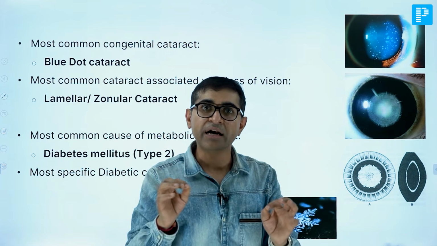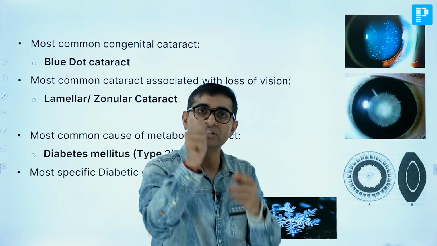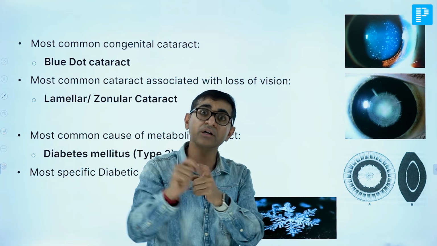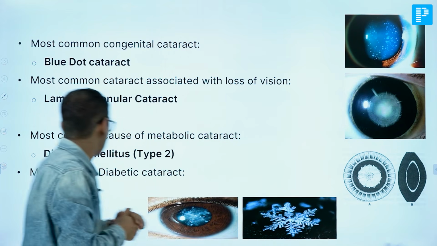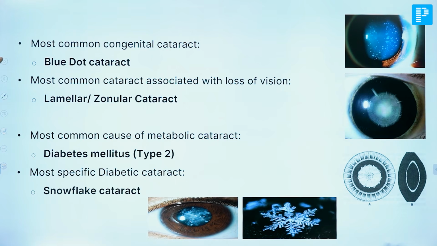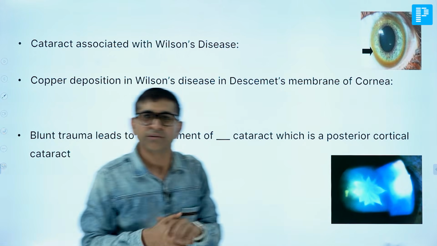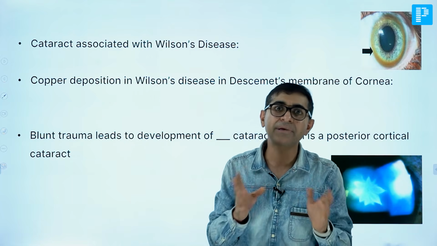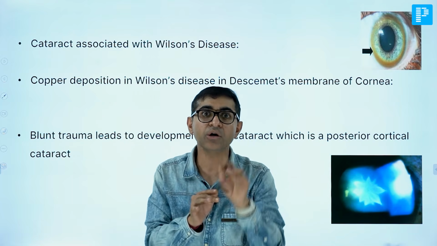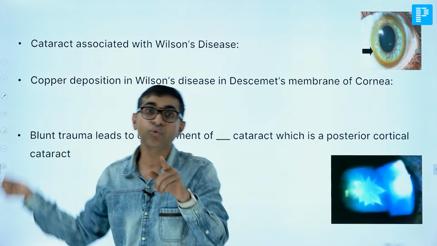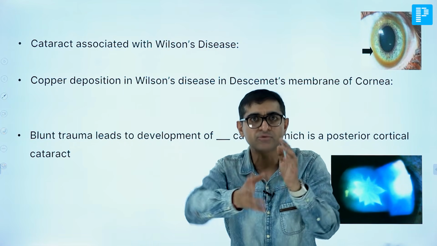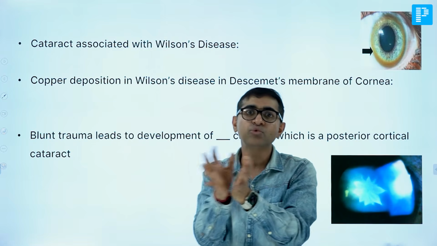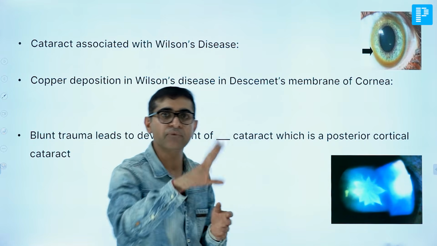Now this snowflake cataract is the most specific cataract seen in diabetes. Rather, the most specific cataract seen in type 1 diabetes mellitus. Okay. All right. This is your type 1 diabetes mellitus snowflake cataract. Now, if I may ask you, overall, can you tell me which is the most common cataract seen in diabetes mellitus? That is your early senile cataract. And which is the most common cataract seen in type 2 diabetes mellitus? That will also be early senile cataract. 2 extra points, because overall type 2 diabetes mellitus is more common than type 1 diabetes mellitus.